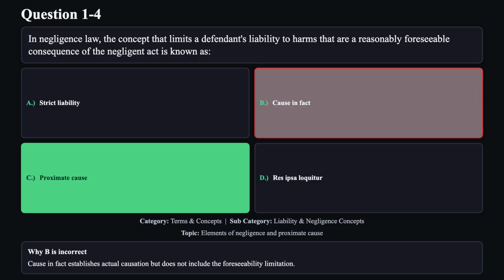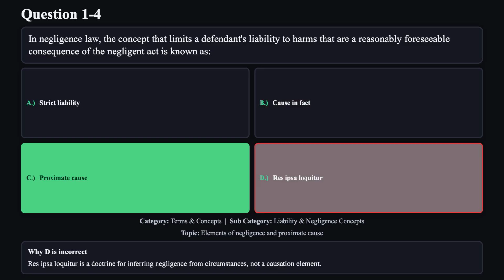Reason B is not correct. Cause in fact establishes actual causation but does not include the foreseeability limitation. Reason D is not correct. Res ipsa loquitur is a doctrine for inferring negligence from circumstances, not a causation element.